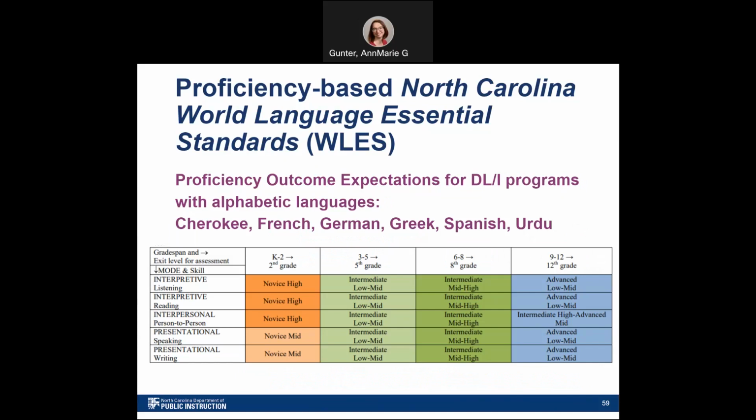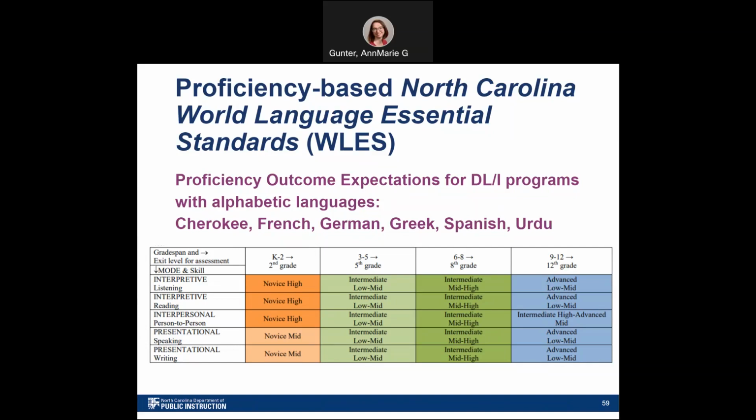Take a look because our outcomes for DLI programs in our World Language Essential Standards are based on different grade spans. So for example, in a K-2 DLI program, by the end of second grade, we would expect students to be at the novice high or novice mid level, depending on the skill that we're thinking about. This varies a little bit based on what we know about language acquisition within a DLI program. And it can also vary a little bit depending on how you structure your time in the language.